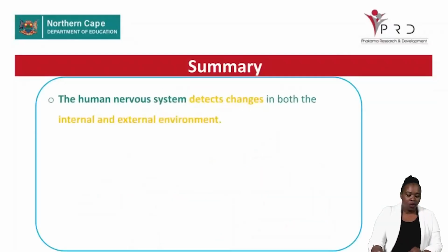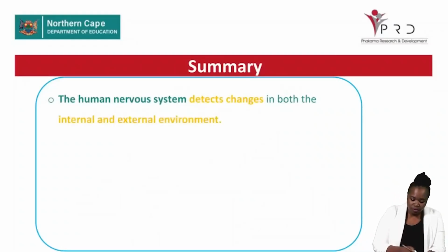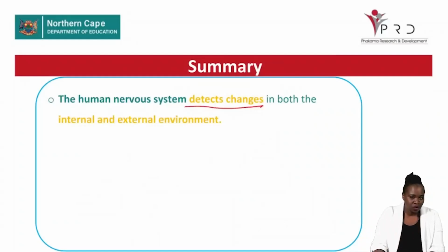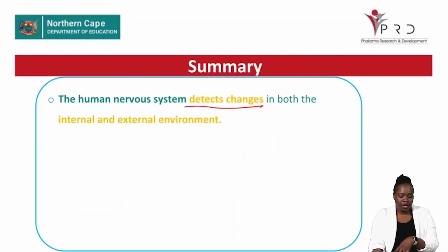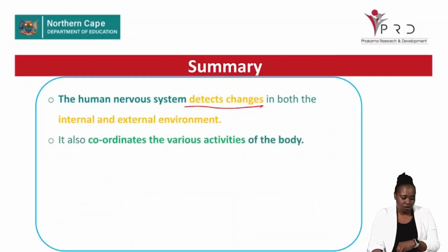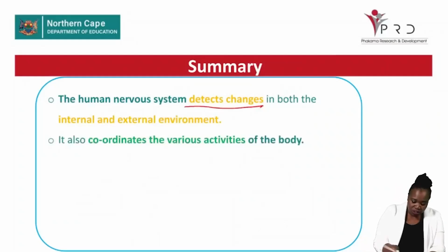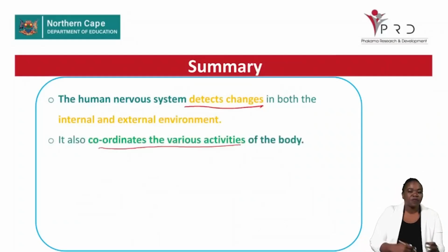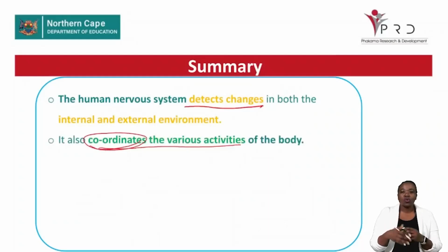Okay, now with the human nervous system as a whole, remember, it detects changes in both the internal and the external environment. And as it detects those changes, it is going to make sure that the body is able to react to those changes. Right. And then it coordinates various activities of the body. As the body reacts, remember, there needs to be coordination. So it receives changes from the environment and it interprets these changes.